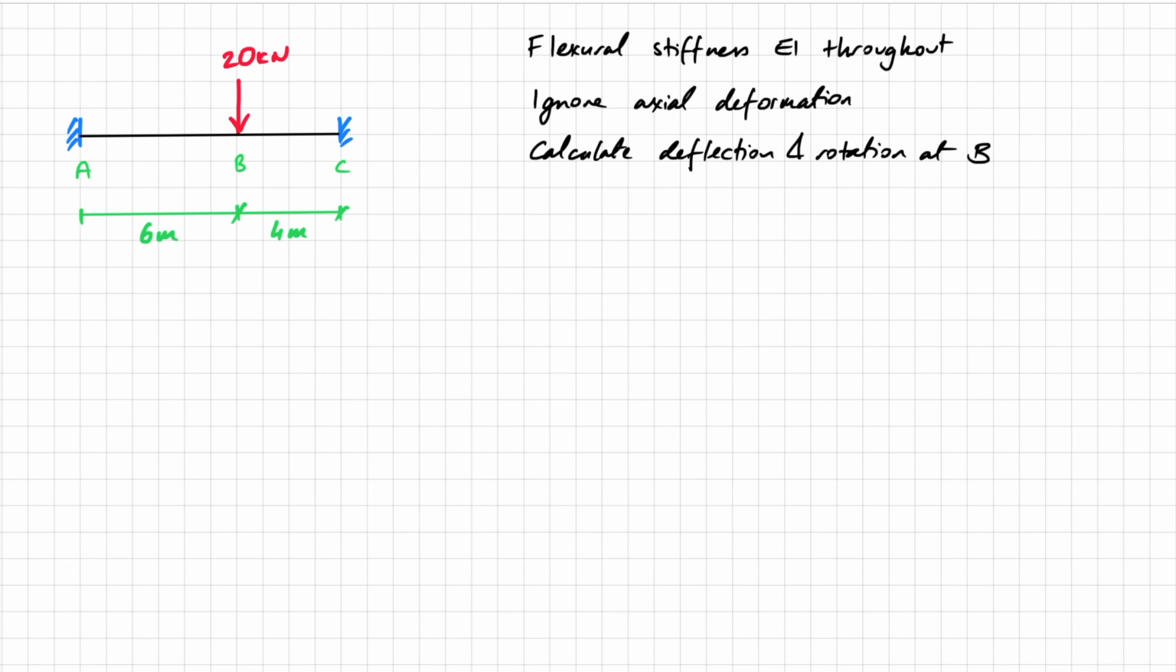We know that EI is constant throughout, and we've also been told to ignore axial deformation, which means that we can use the smaller 4x4 stiffness matrix for each segment of the beam. And we've been asked to calculate the deflection and the rotation at point B. Now, two things to consider. The first thing is that we will need to divide the beam into two parts, AB and BC. The second thing is that the local coordinate system matches the global. So we will not have to rotate. Okay, that'll save us a bit of time in the exam.